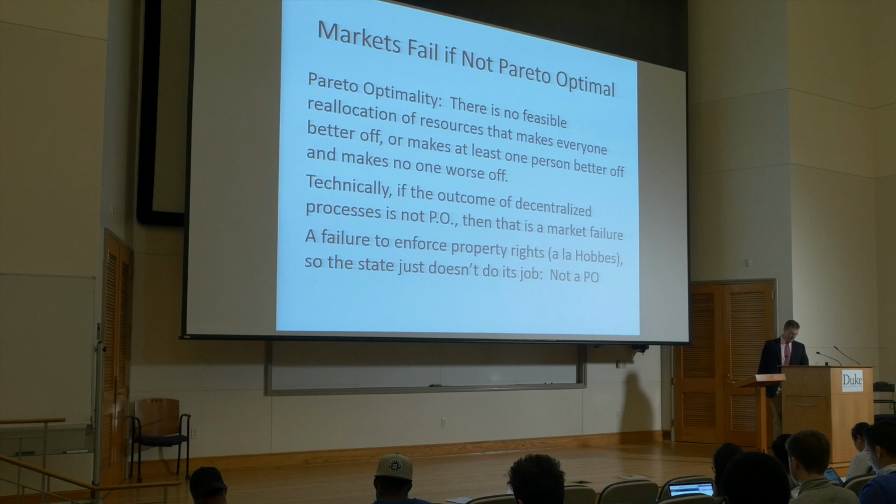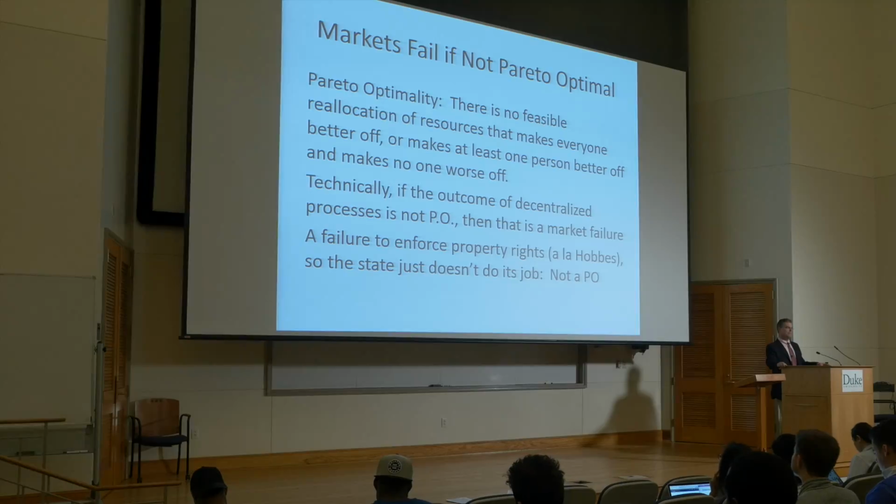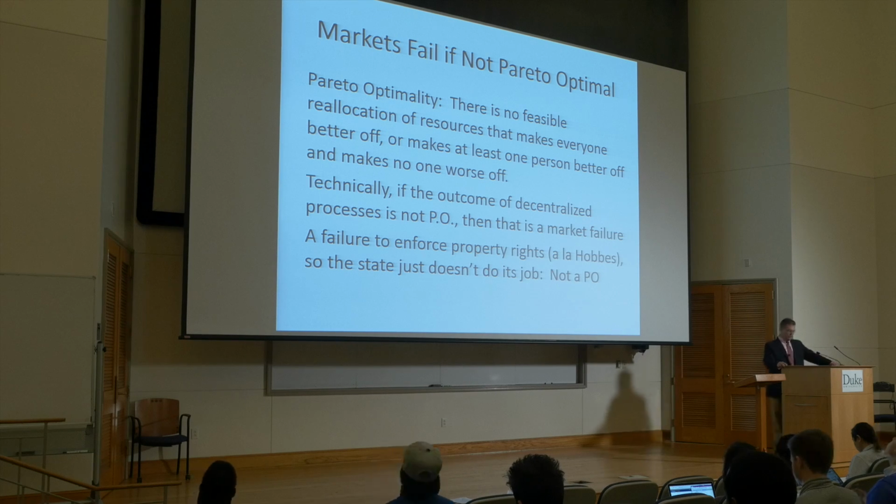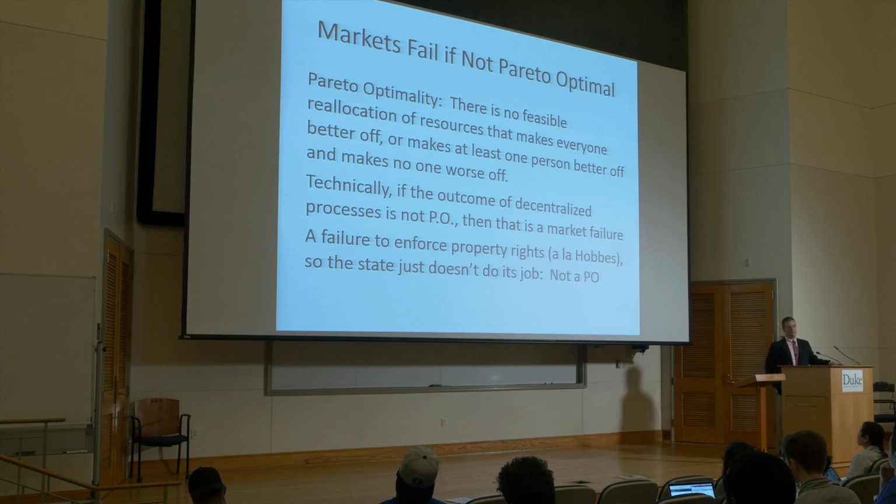So the definition of efficiency that economists use is Pareto optimal. Pareto optimality is named after a scholar named Vilfredo Pareto, who was a sociologist economist. Pareto optimality means there's no feasible reallocation of resources that makes at least one person better off and no one worse off. So if the outcome of some decentralized process is not Pareto optimal, then there is a market failure. A failure to enforce property rights, for example, a la Hobbes, so the state just doesn't do its job. That's not a Pareto optimum.